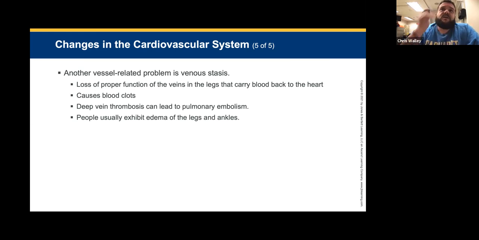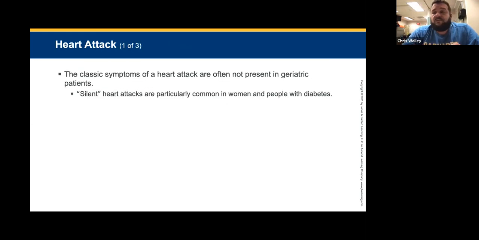So you're going to notice maybe some swelling of the lower legs. You may have particular patients on a blood thinner because now they're having trouble getting the blood back to the top. Myocardial infarctions. So we're going to talk about heart attacks.